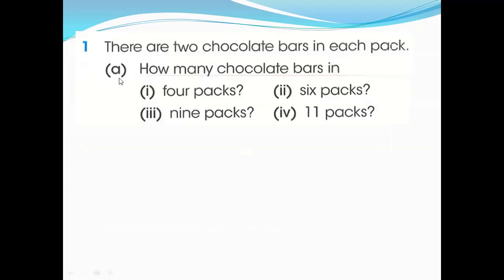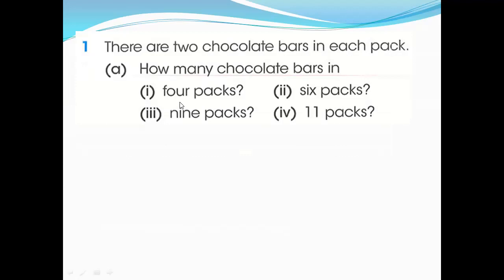Okay, starting from here, the question which is important. There are two chocolate bars in each pack. If you buy any chocolate in one packet, you can get two bars like this. So how many chocolate bars in four packets?